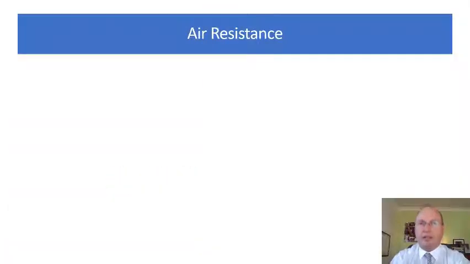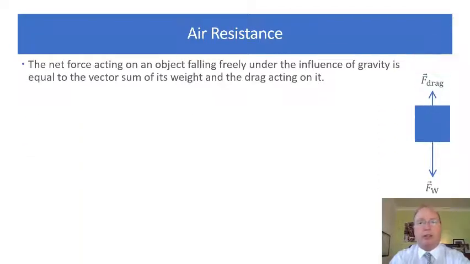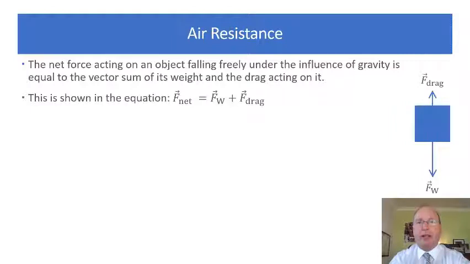Air resistance applies to objects that are falling. The net force acting on an object falling freely under the influence of gravity is equal to the vector sum of its weight and the drag acting on it. This is shown by the equation F net equals Fw plus F drag, where F net is the net force, Fw is the weight, and F drag is the drag acting in the opposite direction.